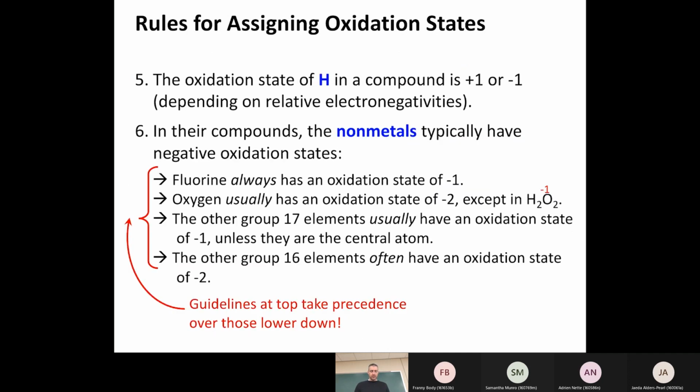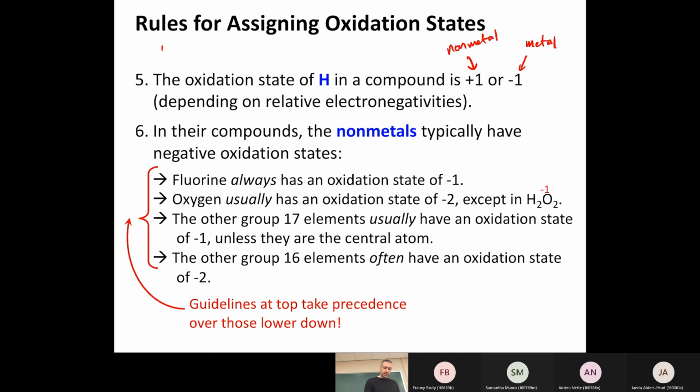Next one says the oxidation state of hydrogen in a compound is +1 or -1, depending on the electronegativity of what it is attached to. So if it's attached to something that's more electronegative than it, then it will have a positive oxidation number. If it's attached to something that's less electronegative, it'll have a negative oxidation number. So an easy rule of thumb is it's +1 when it's attached to a nonmetal, and it's -1 when it's attached to a metal.